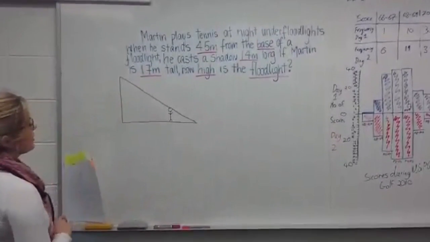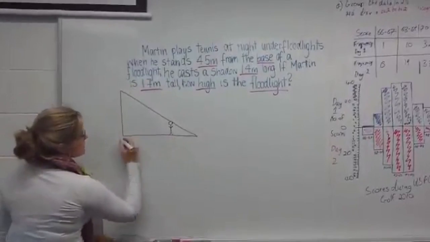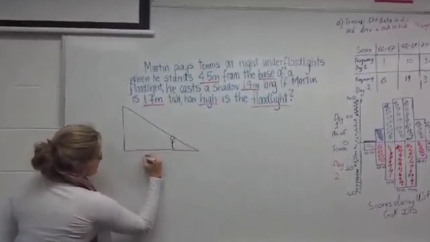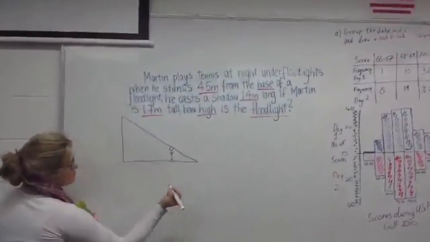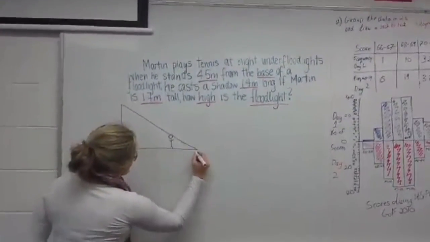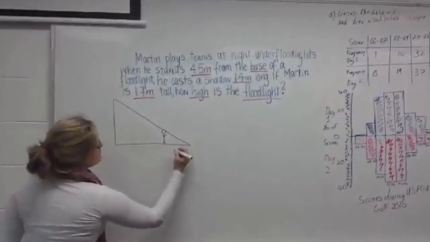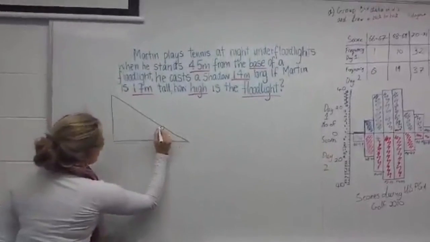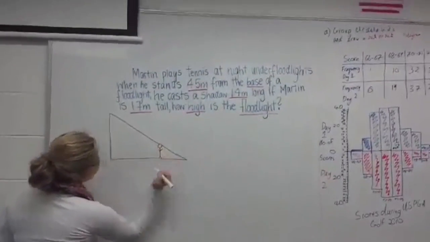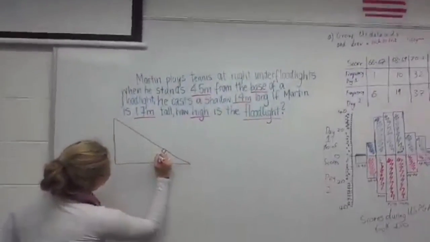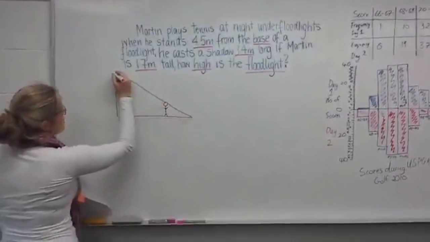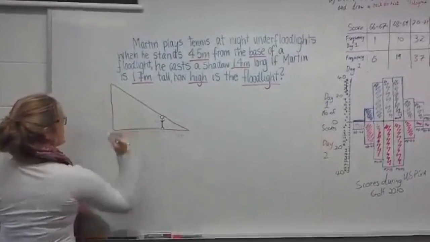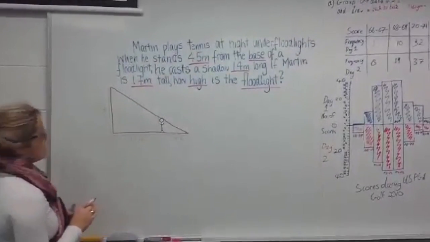We can then put our known information in. So if Martin's here, that means 4.5 metres from the base of our floodlight. Martin's shadow is 1.4 metres long. We know the height of Martin is 1.7 metres. And from here to here, to our base, is our unknown, n.